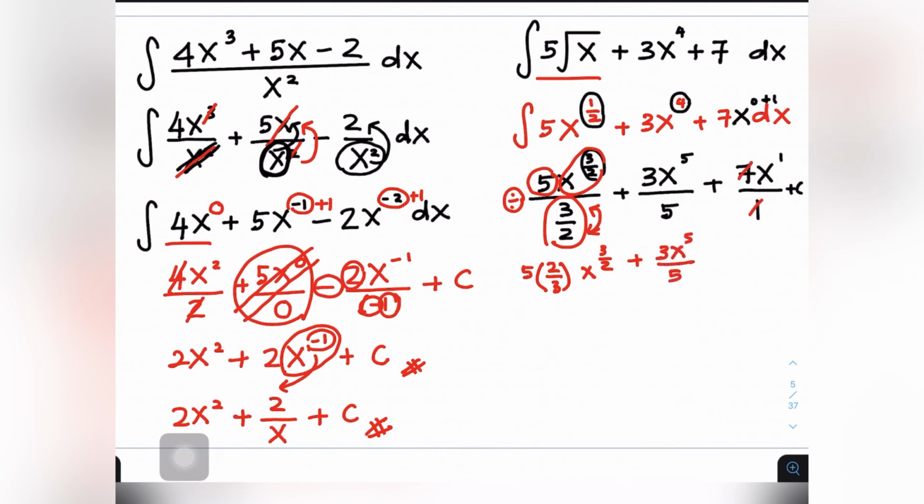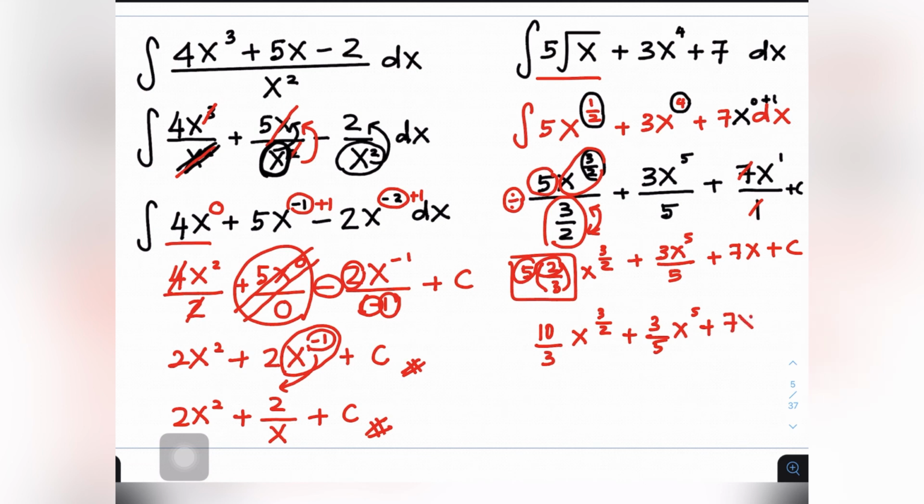So 7 divided by 1, you still have 7x plus c. Okay, so you just need to simplify this one, multiply. 5 multiplied by 2, you will get 10 over 3x to the power of 3 over 2 plus 3 over 5x to the power of 5 plus 7x plus c. So this one is the answer for your integration of this equation.